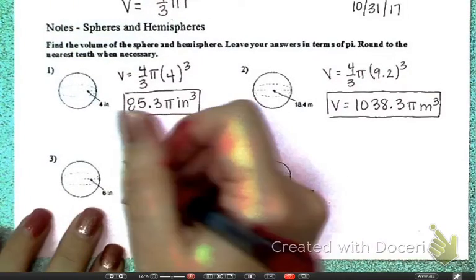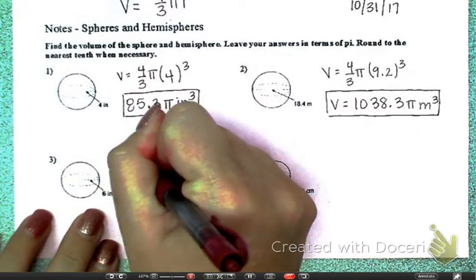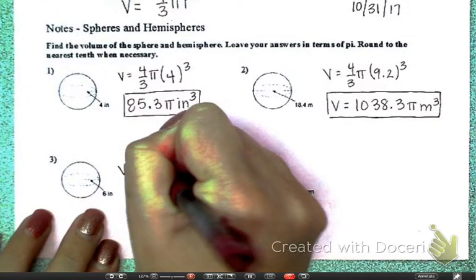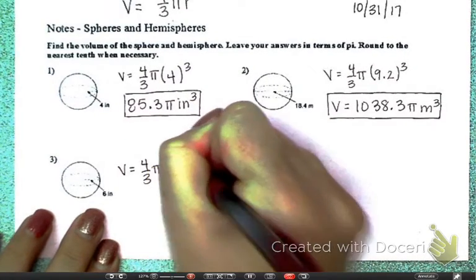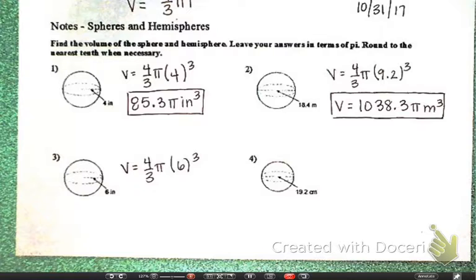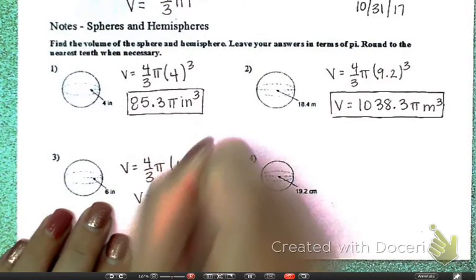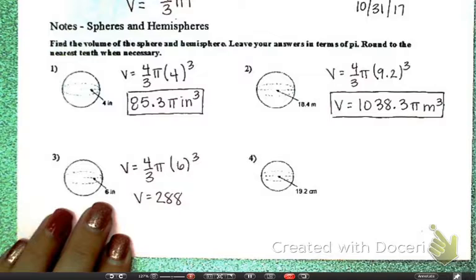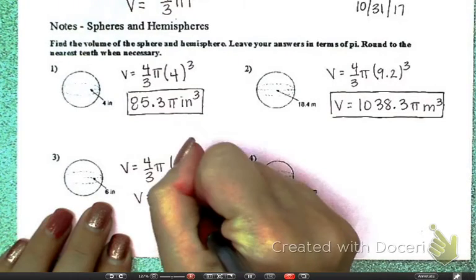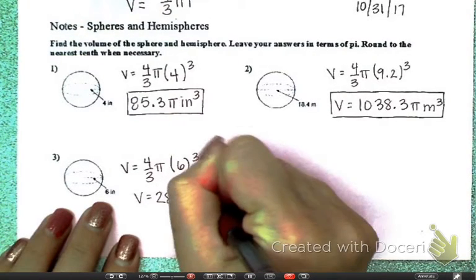For number 3, you should have gotten volume equals 4/3 pi. Your radius is 6 cubed. So 6 to the third power is 216 times that 4/3 is 288 pi inches cubed.